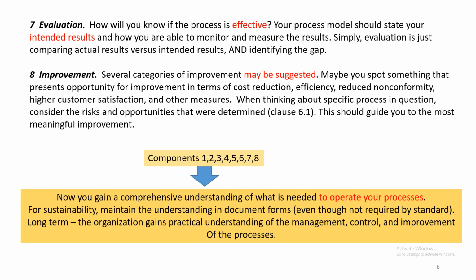Finally, number eight, there is improvement. Several categories of improvement can be suggested by anybody, maybe the technician, maybe the line leaders, maybe you as manager. Maybe you spot something for improvement in terms of cost reduction. Maybe the process itself can be made more efficient. Maybe you can reduce non-conformity. Maybe you can achieve higher customer satisfaction, or any other measures.